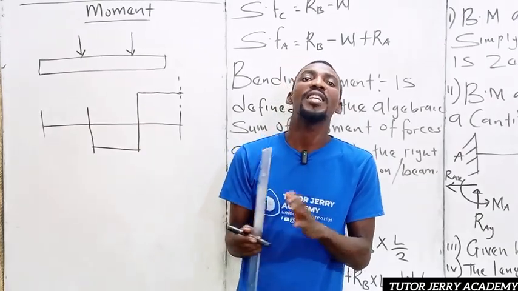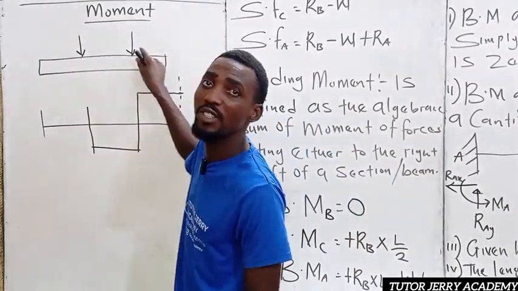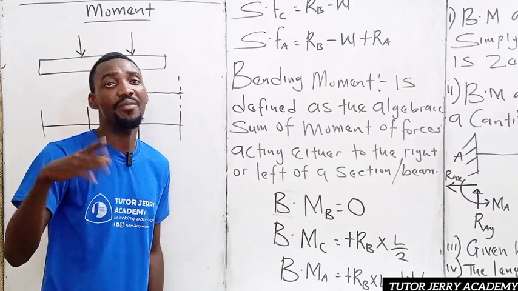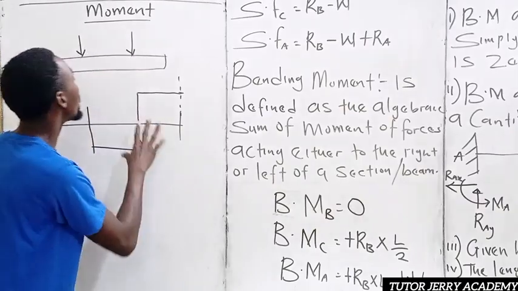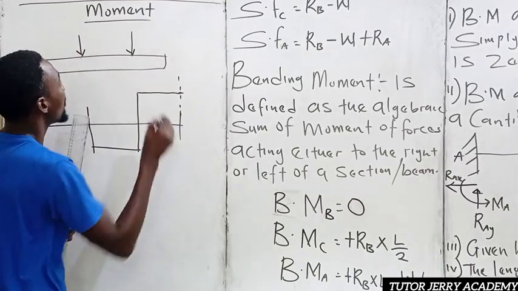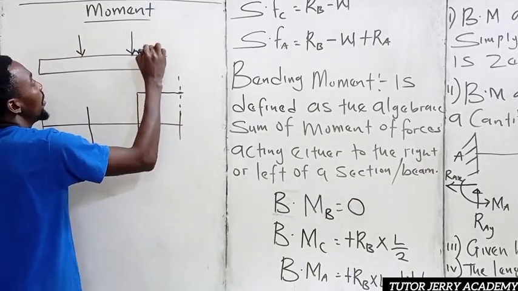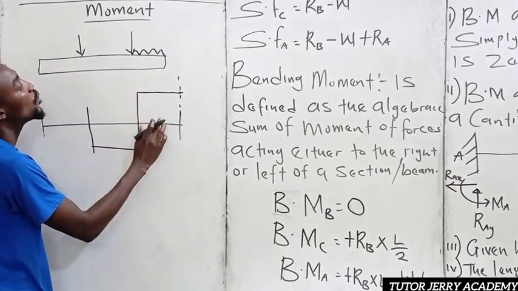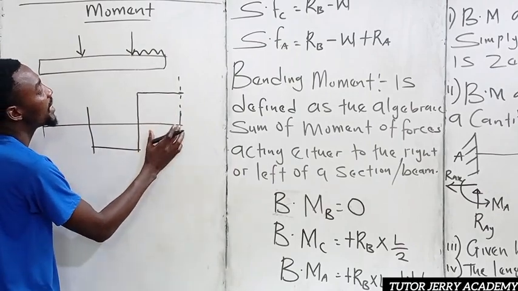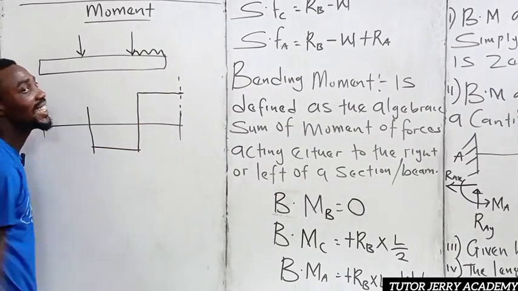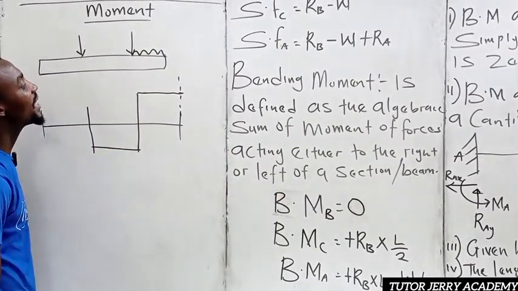Now for the case whereby we have a uniformly distributed load, or a varying distributed load, we are not going to be using a straight line. Let's say we have a uniformly distributed load here. We are not going to use a straight line. Is that clear? We are going to be using an inclined line.